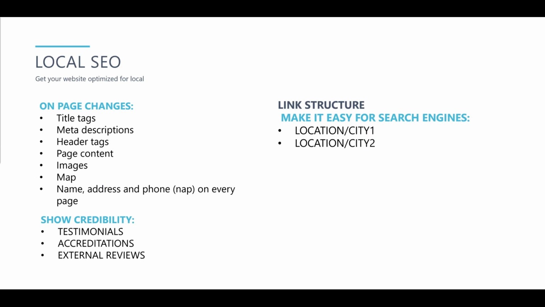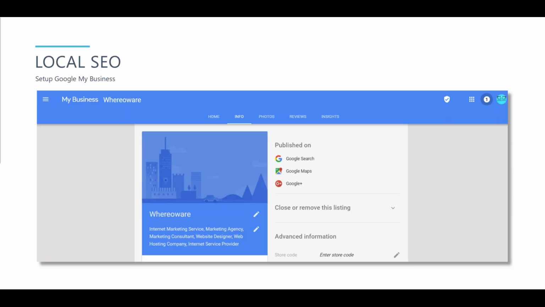and then that can be differentiated with a /. You also want to be able to show testimonials and show credibility, reviews from Facebook, Google, Yelp, anything else that can be tied into that. And again, make the link structure as easy as possible. So if you do have 2 locations or more, you want the locations / city 1, and then city 2 and city 3, and so forth.